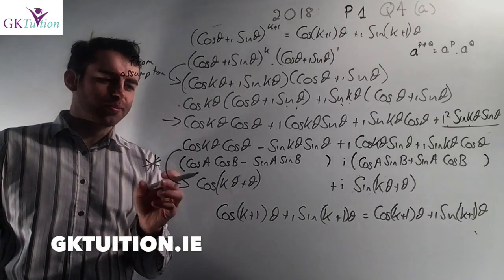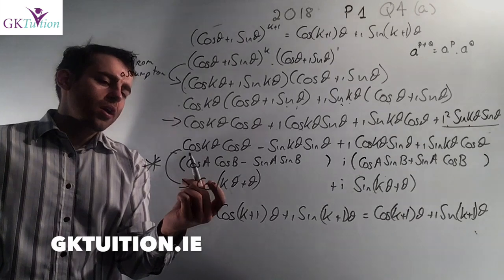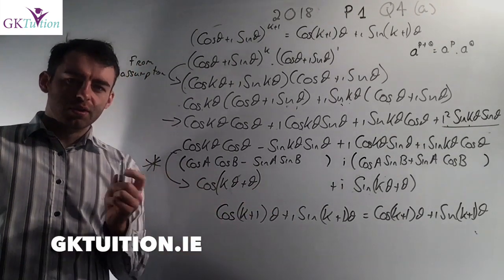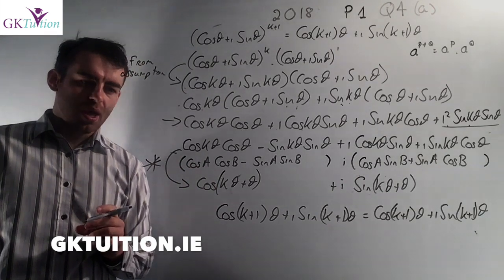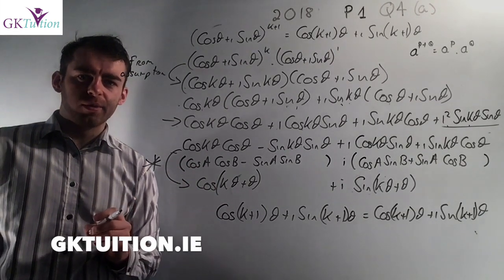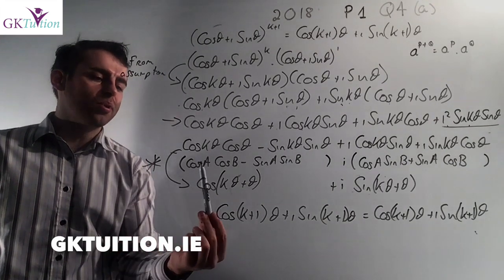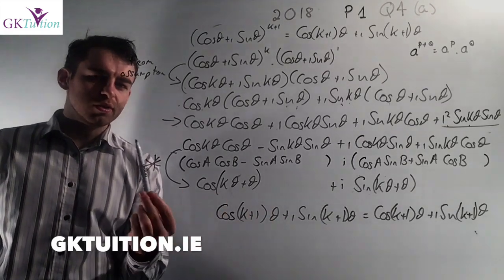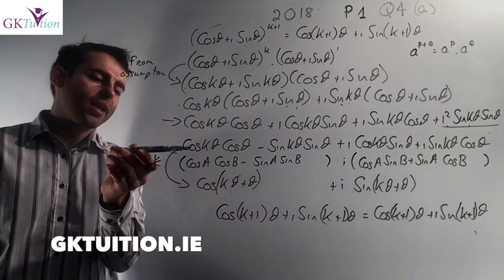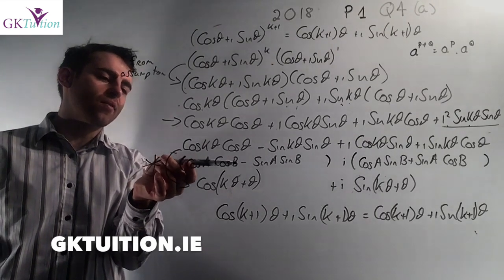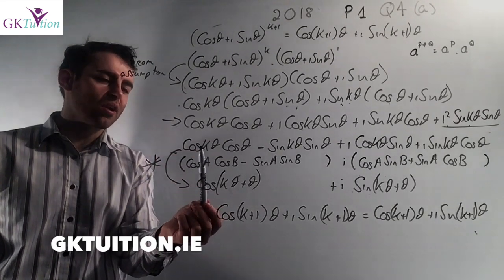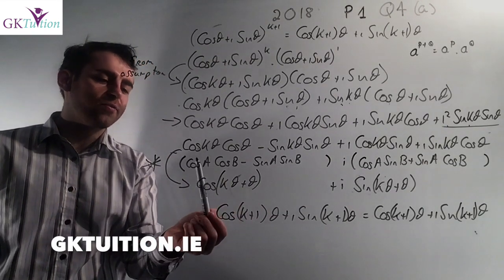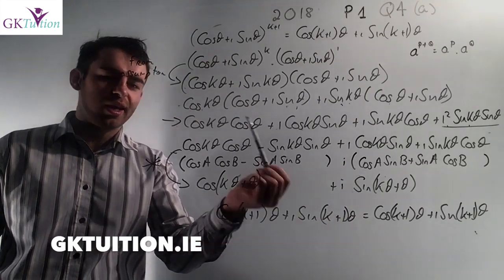It's the next line that's really obscure, so I've added in a bit here. When I have this cos kθ minus sin kθ sin θ, I want you to look at page 14 in your log tables. On page 14 in your log tables, there's a formula for cos(A + B). Cos(A + B) is equal to cos A cos B minus sin A sin B. I want you to realize that we have the exact same thing here, except that instead of an A we have kθ, and instead of a B we have θ. This is cos kθ minus sin kθ sin θ, the same as cos A cos B minus sin A sin B.